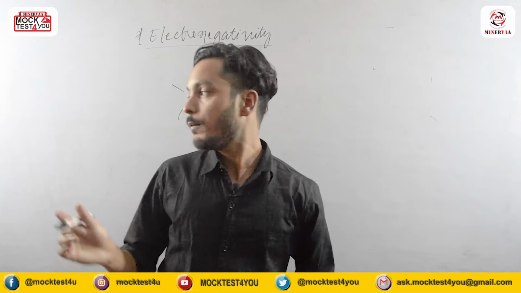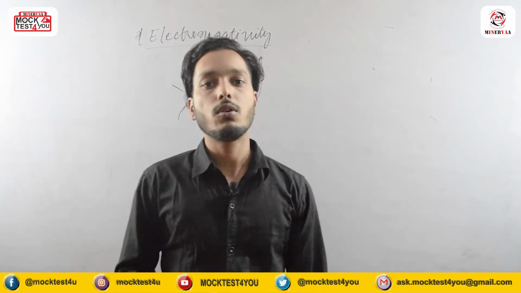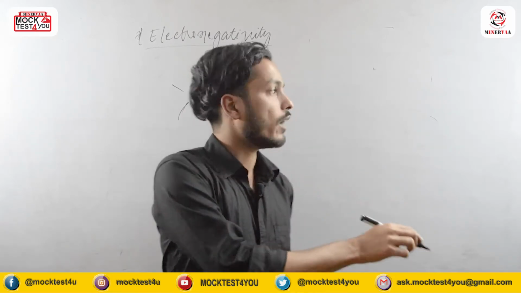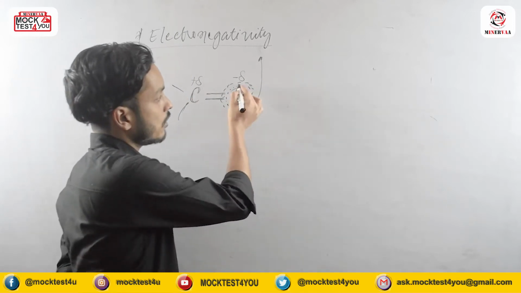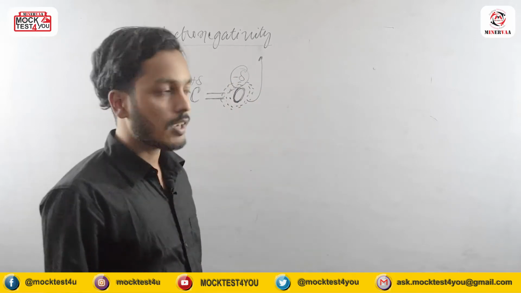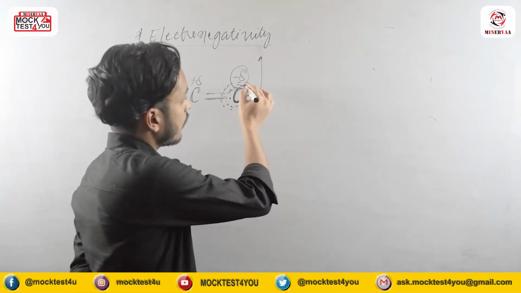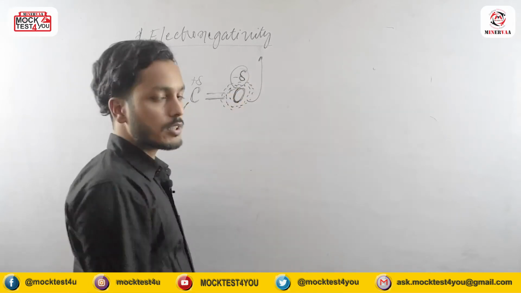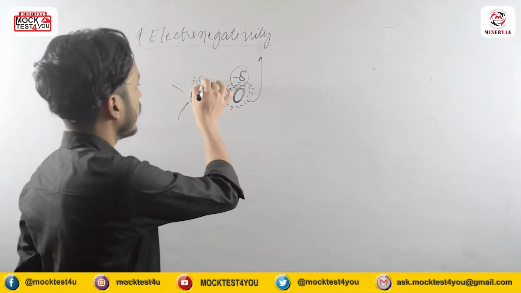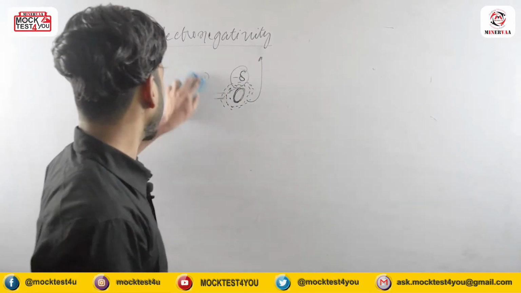Once again, let me tell you what electronegativity is. It is the tendency of the element which is present in the molecule to attract a shared pair of electrons towards itself. And with this, what will happen? The one who has taken the shared pair of electrons will generate a slightly negative charge, and the one from where the electron has gone will carry a slightly positive charge. So I hope you have understood the concept of electronegativity.